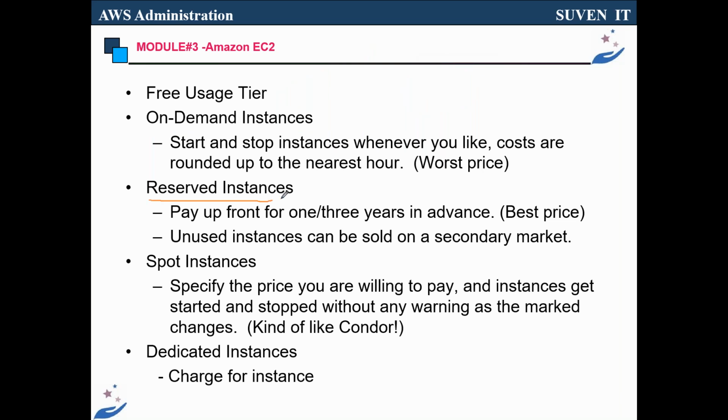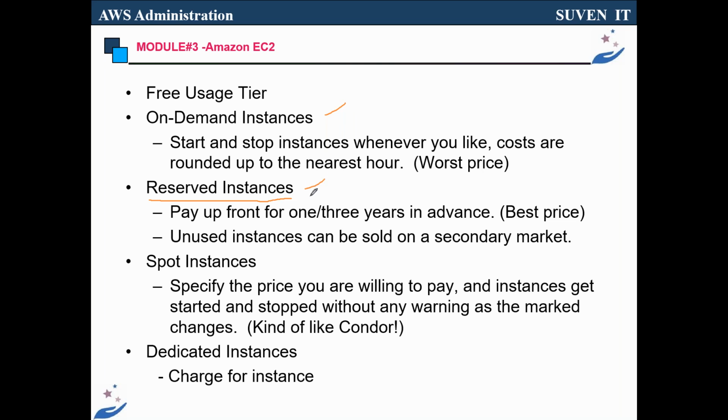Then coming to reserved instances. Reserved means you can reserve the instance for 1 year or 3 years, and based on that you can get a better discount. So that is reserved instances. Any questions here about the different instances we have, or the difference between on-demand and reserved?